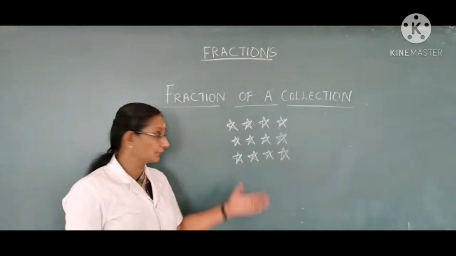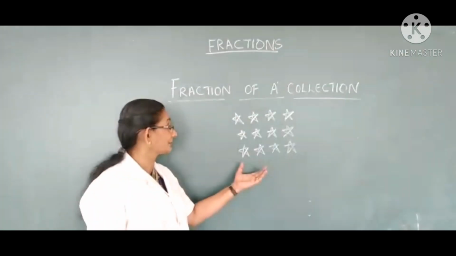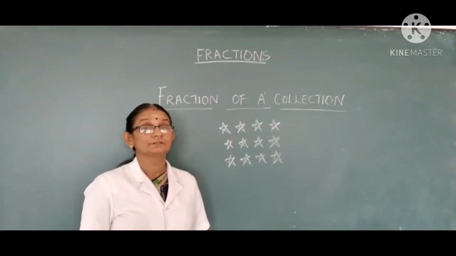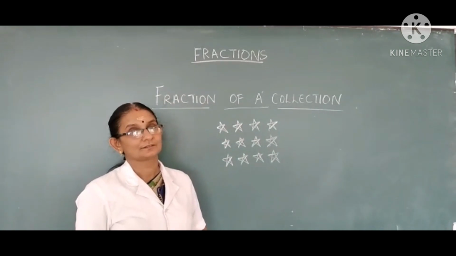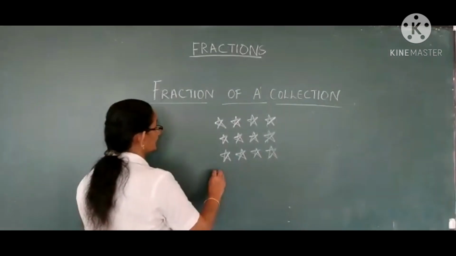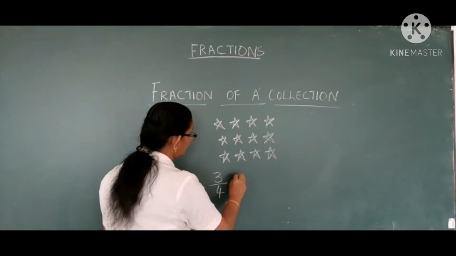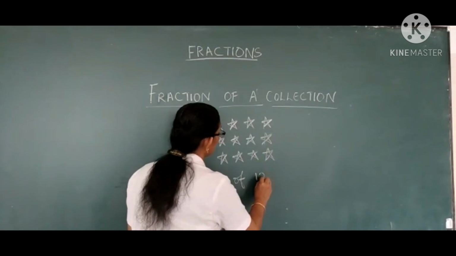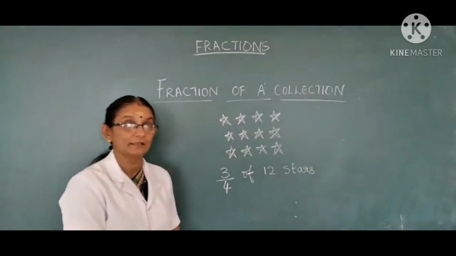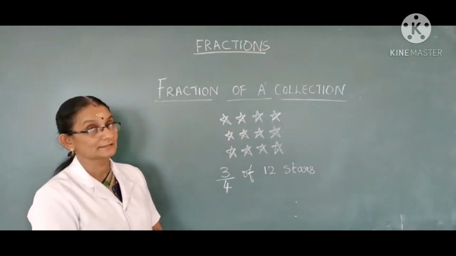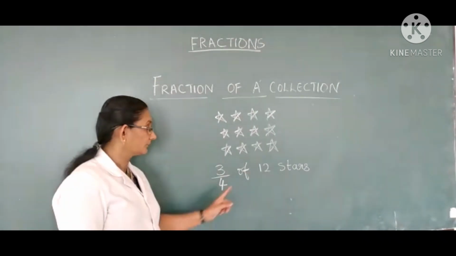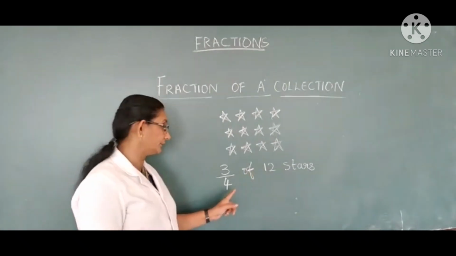Now, children, what do you see here? Yes, there is a collection of 12 stars, isn't it? So, I need to find out 3/4 of the collection. So, how do I find 3 by 4 of 12 stars? Okay? So, to find it out, what should we do? First, divide 12 by the denominator.